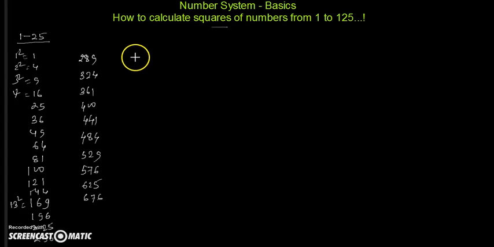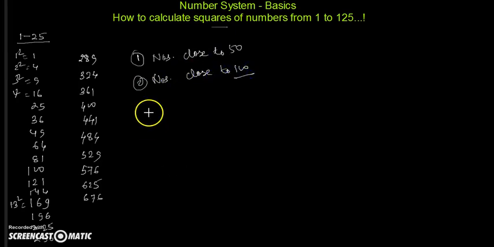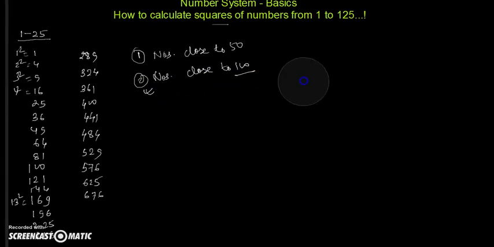So any bigger number for which you want to find out the square, you can divide it into one of these two categories. First category is numbers which are close to 50 and the second is numbers which are close to 100. Let us take the second category first. Let us take a number which is close to 100, say 98. We have to find out what is the value of 98 square.